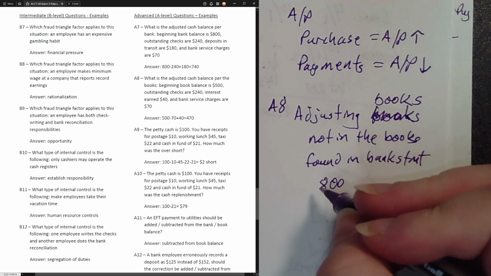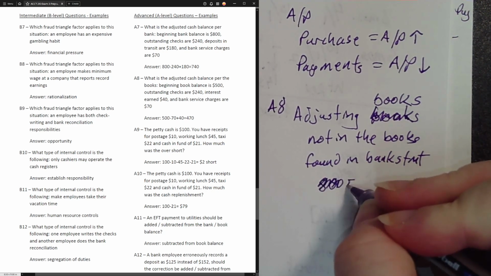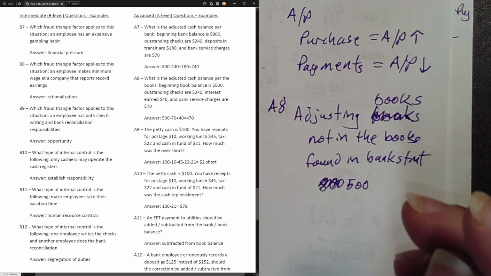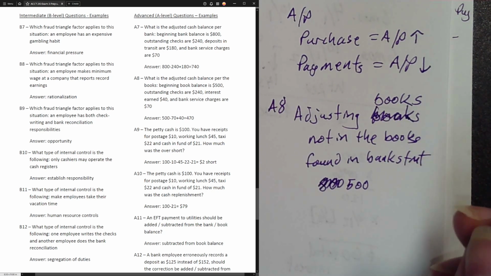Beginning book balance is, instead of 800, 500. And it says outstanding checks are 240. So same thing. Those are already in the books. We write the checks from the company books, and therefore those are entered as soon as we write them. They may not be in the bank statement yet. That's the problem. Interest earned is 40 and bank service charges are 70.